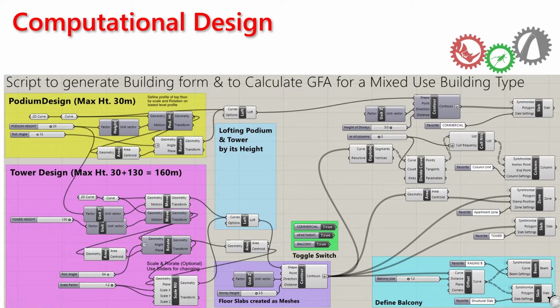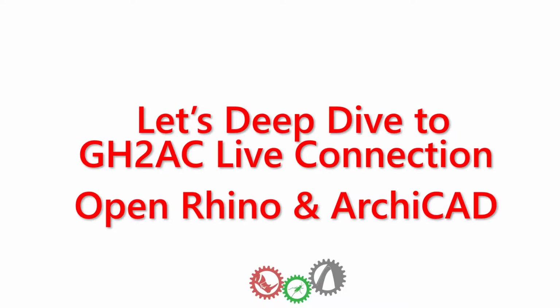This is the overall script, or what we call the Grasshopper definition, which drives this particular building form, which consists of a podium for podium design and a tower for tower design. And you notice that there are these number sliders. By manipulating them, you can create different forms and different variations of the building volume or the building shape. Okay, let's deep dive inside Grasshopper and also ArchiCAD and see how we can do this.